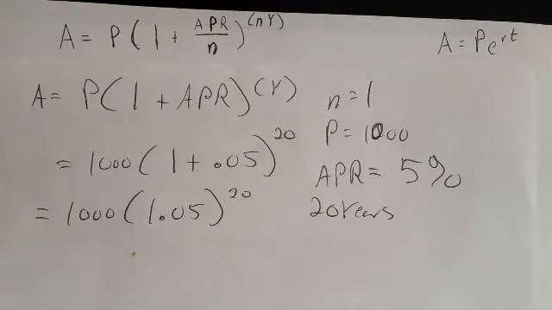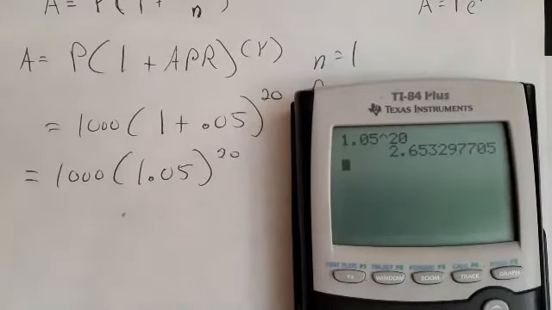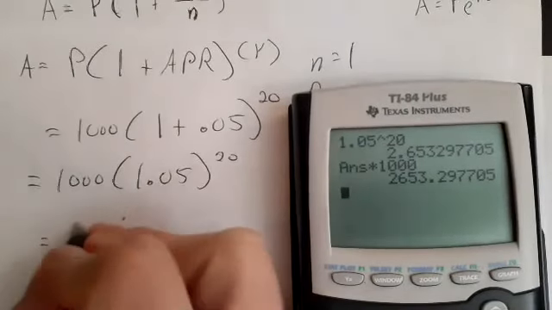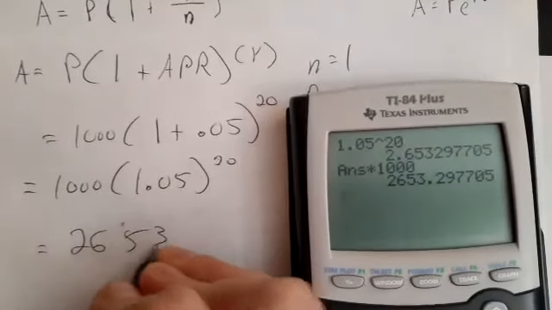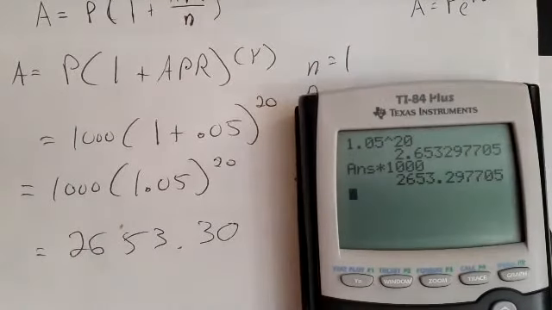So what's your answer that you get on that? So 1.05 to the 20th gives me something like 2.653. I'm going to multiply this by 1,000. And so that should be it. 2653.30. So you multiply that by 1,000.